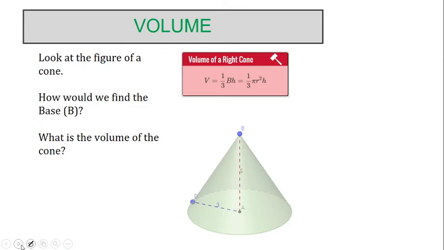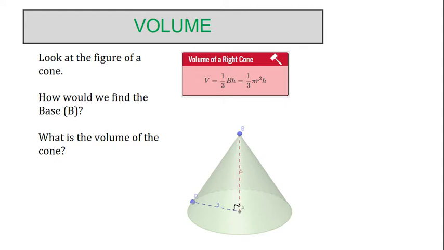Now let's move on to looking at the volume of a right cone. So again, it's called a right cone because we can draw a perpendicular from the vertex of this cone, that's this point B here, down to the center of its base. And that forms a right angle there. So we call it a right cone.